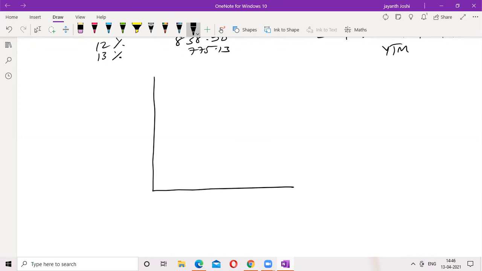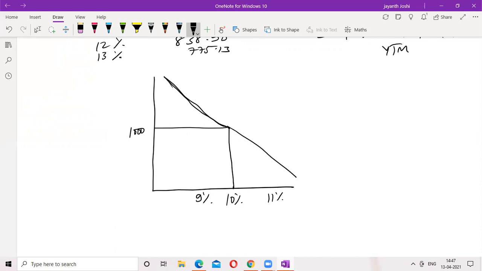Small graph. Here your yield to maturity is 10%, 9%, 11%. This is $1000, and for 10% it is $1000. I have already given that. If I take 11%, let's draw a straight line here. So this should come here exactly, and this should come here exactly, if we talk about a linear relationship.